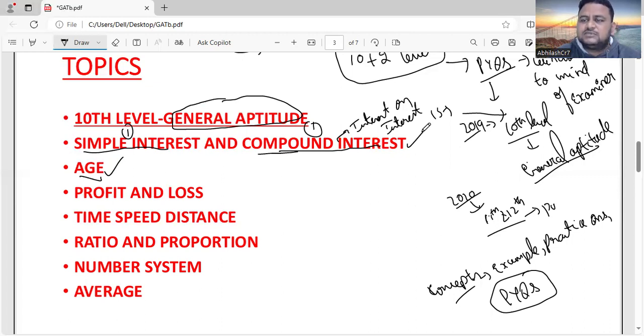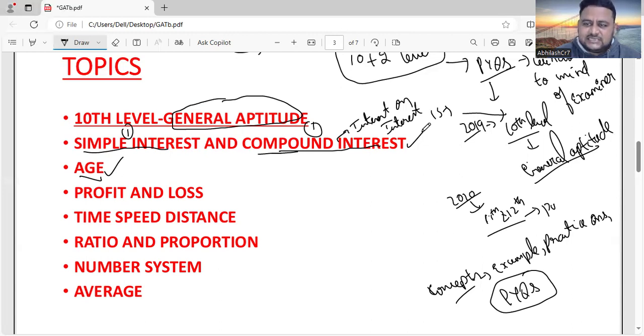Once you do the concepts, you will understand, and you will get the confidence to solve the PYQs. When you solve the PYQs also, you will get the confidence to face the examination with great confidence. Okay, friends, age-related question. Suppose A and B are two friends. A was 2 times the age of B 5 years ago, and 2 years since, A and B's age is in the ratio of 2:1.